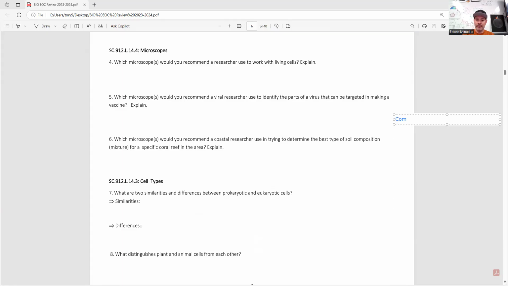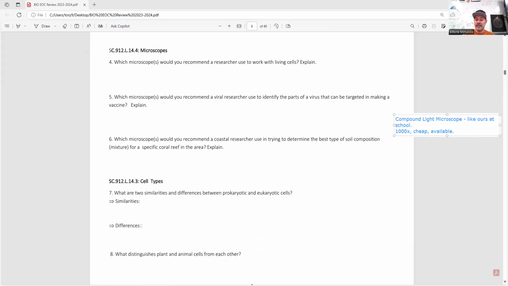We have the compound light microscope. And these are the ones that we have at school. The big thing about the light microscope, we can get about 1,000 times magnification from a light microscope. That's great. That actually zooms in quite a bit. We can get a whole bunch of work done with that. They're relatively inexpensive and they're readily available, which is great.